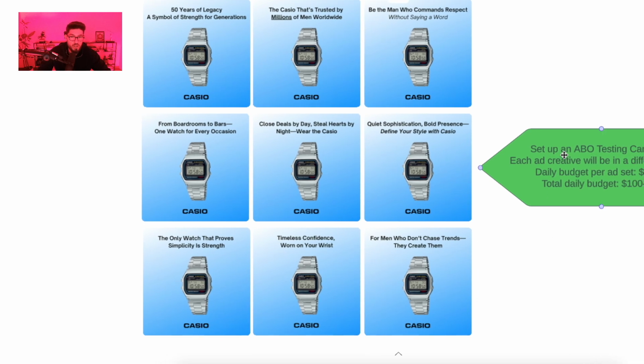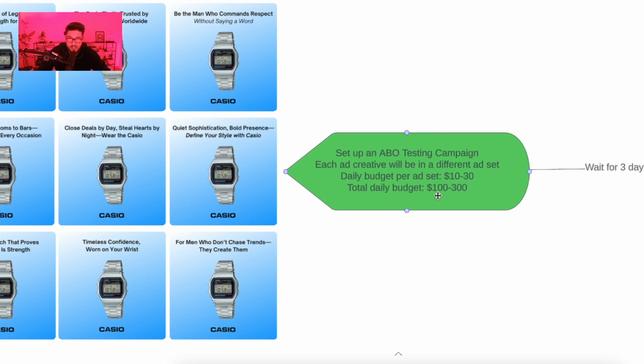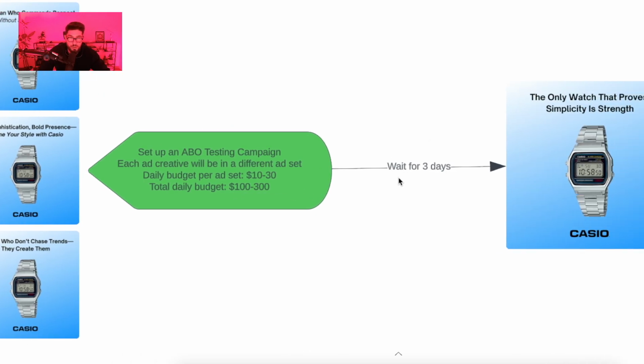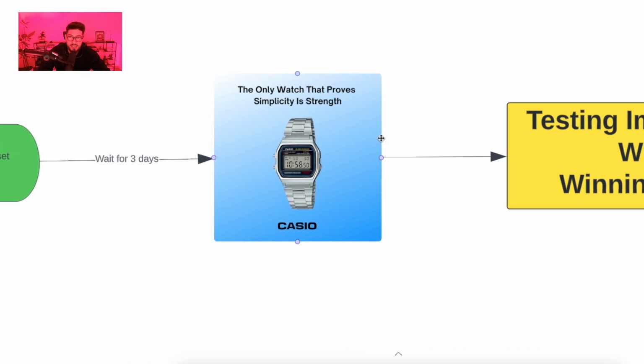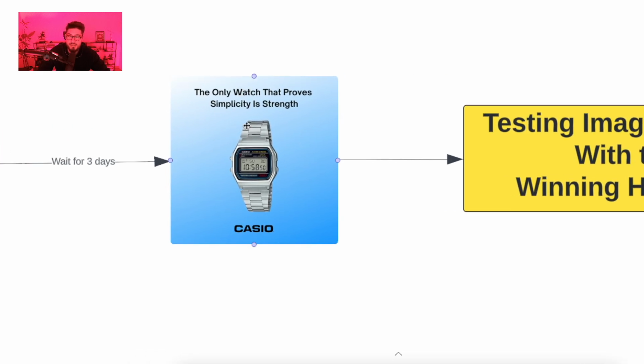Amazing. Anyways, you want to set up an ABO testing campaign, and each ad creative will be in a different ad set. Daily budget, $10, $30, $40. Total daily budget, $100 to $300. You want to wait for 3 days, and you'll realize that the creative, the headline with the highest CTR is this one: the only watch that proves simplicity is strength. Okay, I tried social proof. I tried this bold, be the guy by day and by night stuff. But this one is the winner.